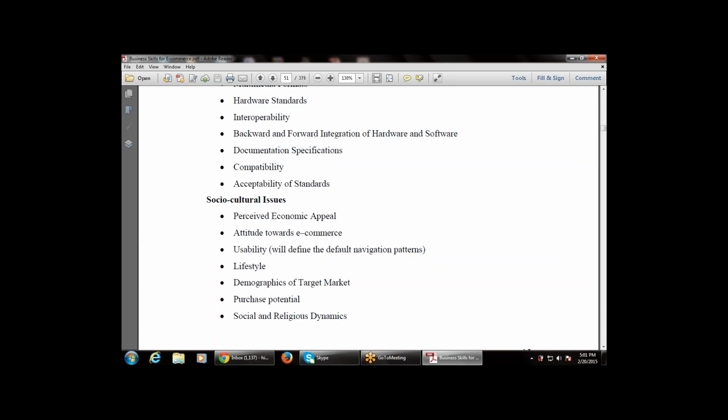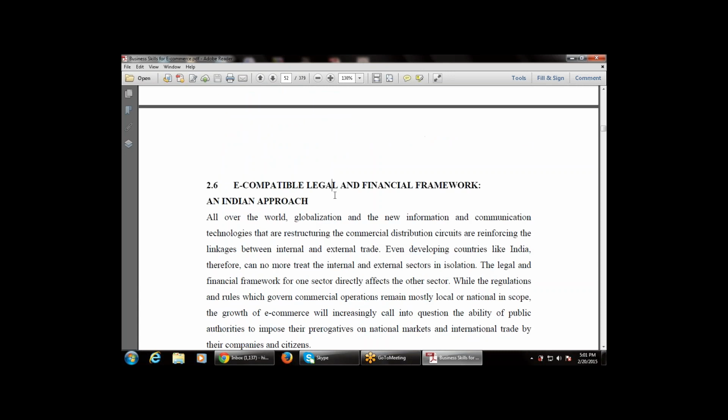Right. Now the next part is the e-compatible legal and financial framework. That is an Indian approach, which means the approach followed by the people of India. That is an e-compatible legal and financial framework, where proper e-compatible methods, rules and regulations are followed.